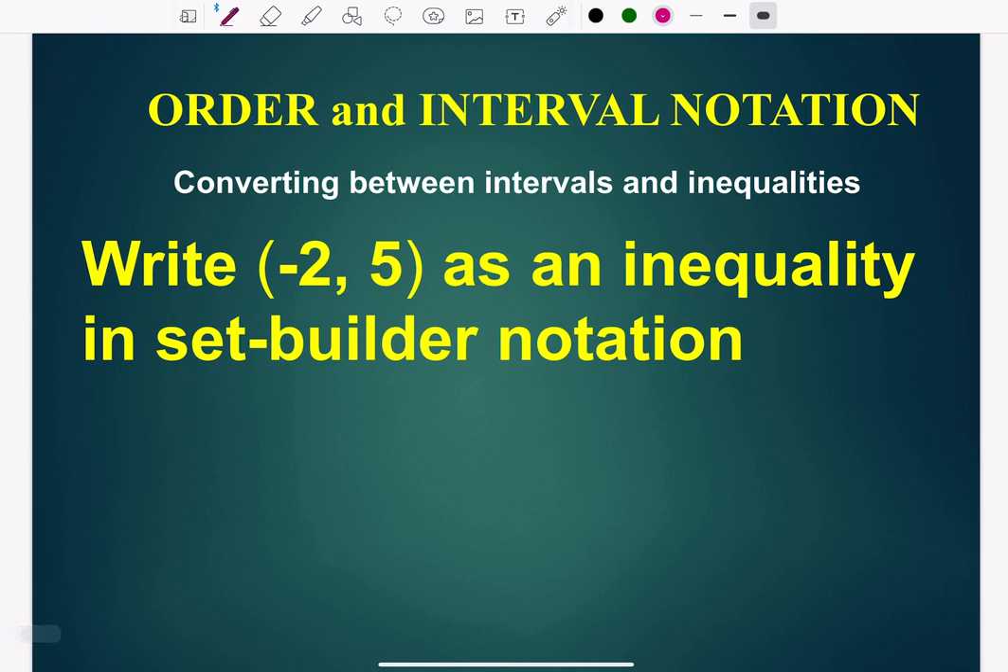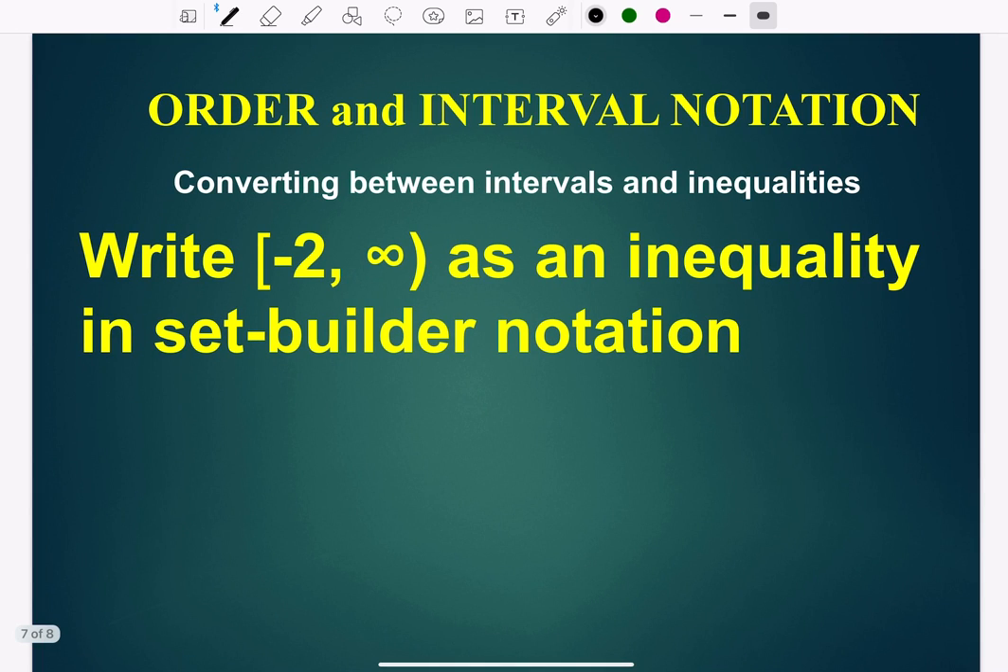Next, we want to write these inequalities in set builder notation, and we also want to graph them. If I were to write it in set builder notation, I would say x such that x lies between -2 and 5. And interval notation is -2 to 5. If I were to graph it, I would be looking for -2 and 5, shading the region in between.